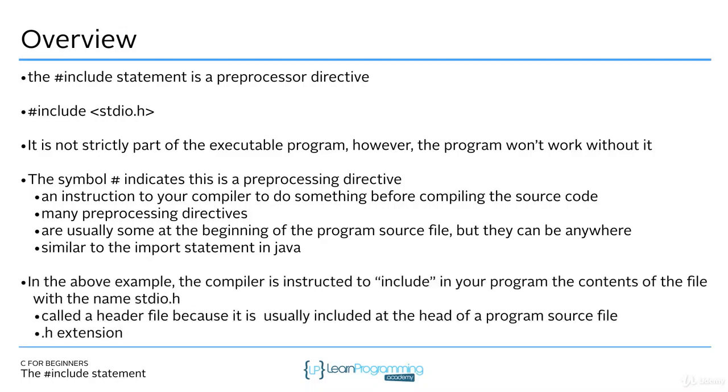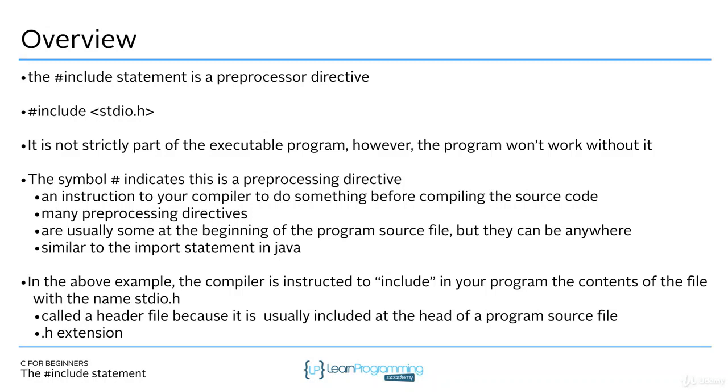So in the above example with the include stdio.h, this is telling your compiler to include in your program the contents of the file with that name. So there's a file that exists somewhere called stdio.h. And what the directive is saying is, my current program that contains the directive needs some of the contents inside this file in order to compile.